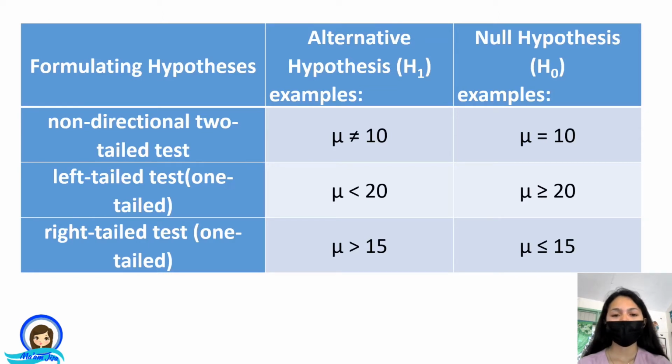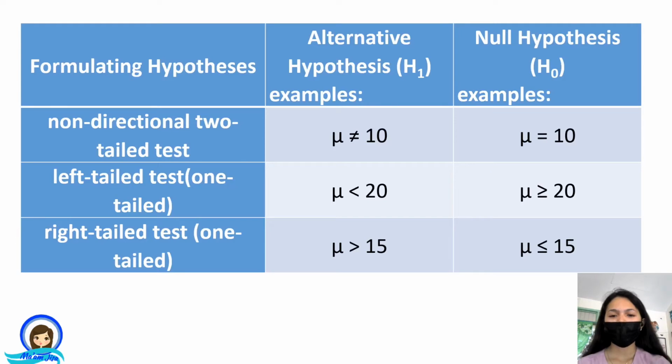For left-tailed test, since this is one-tailed, its alternative hypothesis is less than. So the population mean is less than 20. While its null hypothesis, since again null hypothesis denotes equality, we use the symbol population mean is greater than or equal to 20. For right-tailed test, still it belongs to one-tailed test, population mean is greater than 15. So we use the symbol greater than and it is right-tailed. For its null hypothesis, we use the symbol population mean or mu is less than or equal to 15.